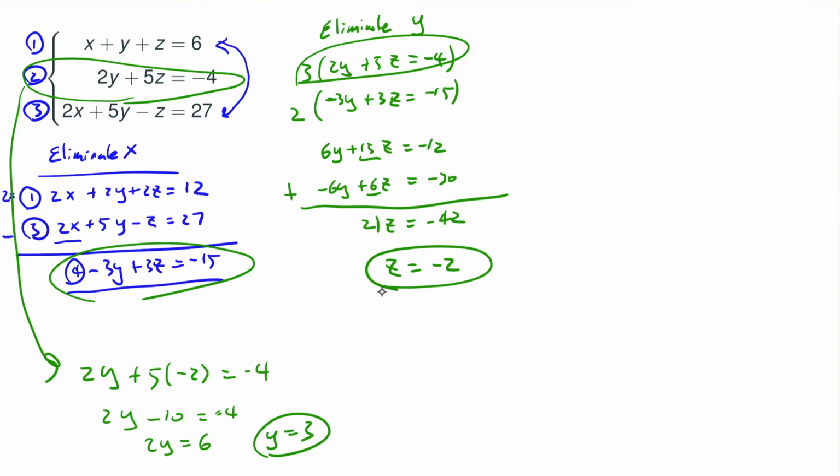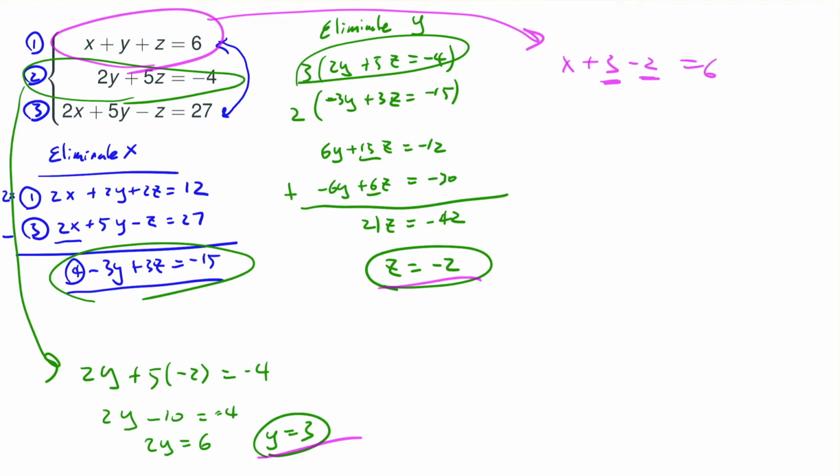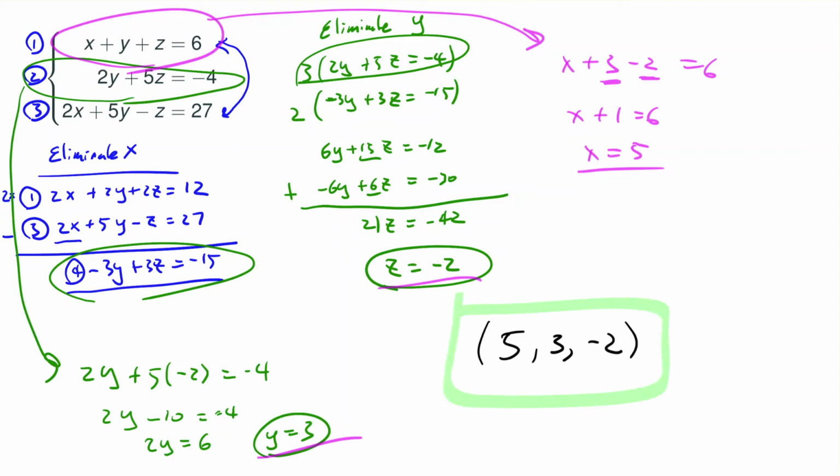Okay, so we got z and y. Once you know those two, we can also solve for x using either 1 or 3. So let's look at this one. Well, x plus 3 minus 2, since this is what y is, that's what z is, must be 6. So x plus 1 equals 6, x is 5. So our final solution is 5, comma, 3, comma, negative 2. Let me put in parentheses. So this is our final solution. And this problem has one solution.